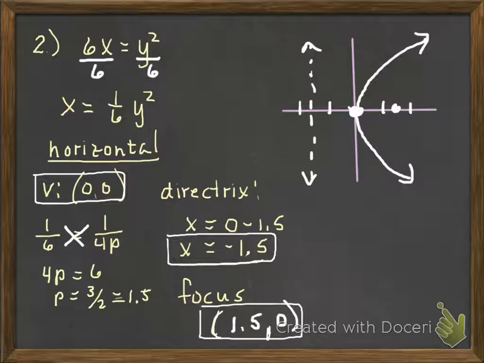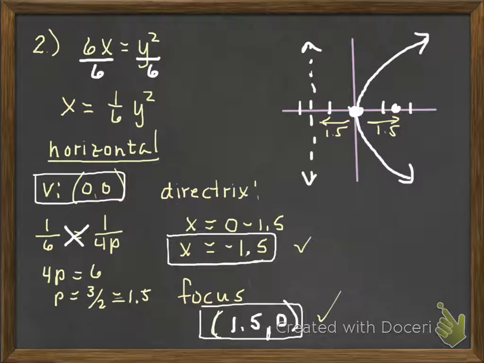Again, my a is 1 over 6, and that should be equal to 1 over 4p. When I solve for p, I get 1.5. Now that is my value that I am going to, in this case, add and subtract from my vertex. So I'm going to be looking at 1.5 units in both directions. I take my vertex and add 1.5 to it, which gives me my focus of 1.5. And I take my vertex and subtract 1.5, and that gives me my directrix of x is equal to negative 1.5.